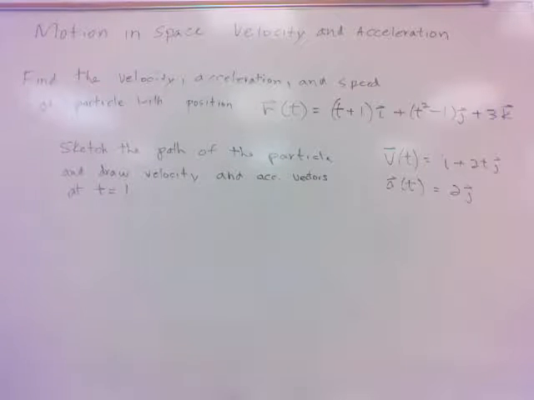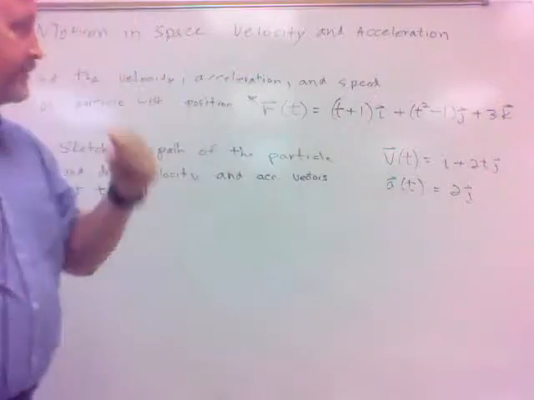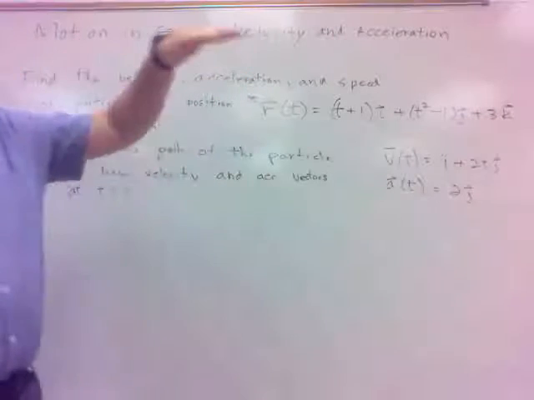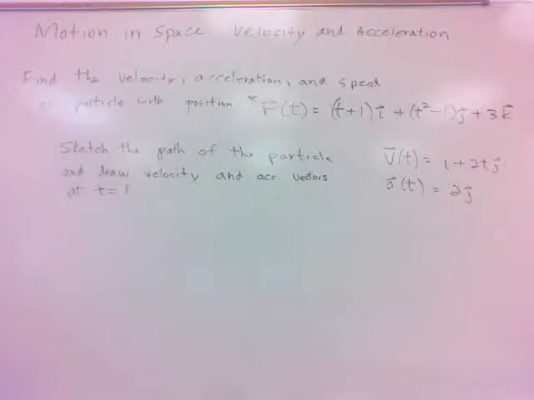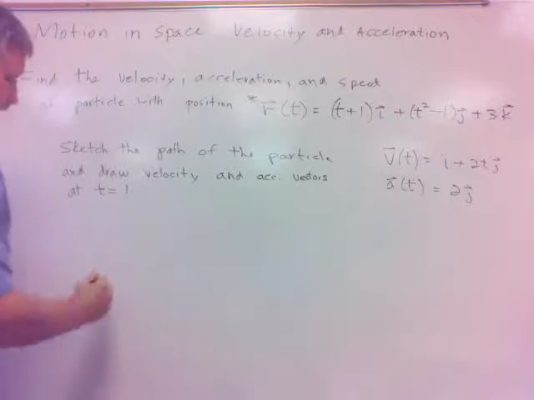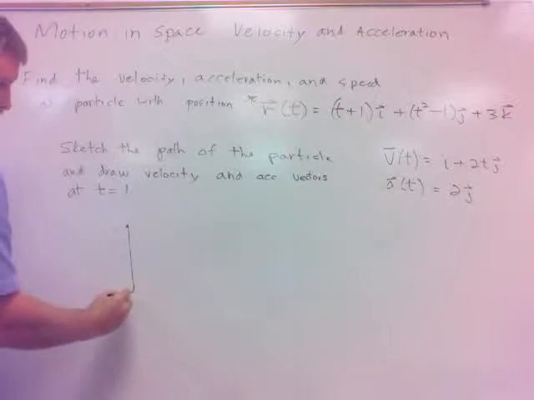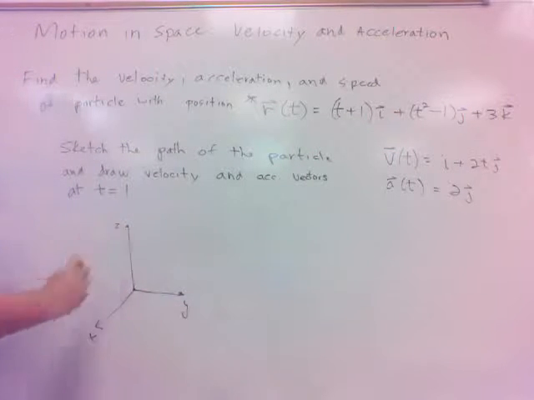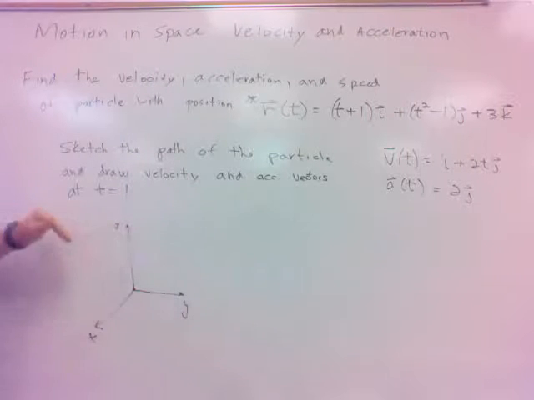Okay, so we've got to sketch the path of the particle here based on our position vector right there. What do you see? Well, the z component is constant, right? It's always 3. So in our x, y, z coordinate system, we've always got a z value of 3. So that tells us basically the height of it.